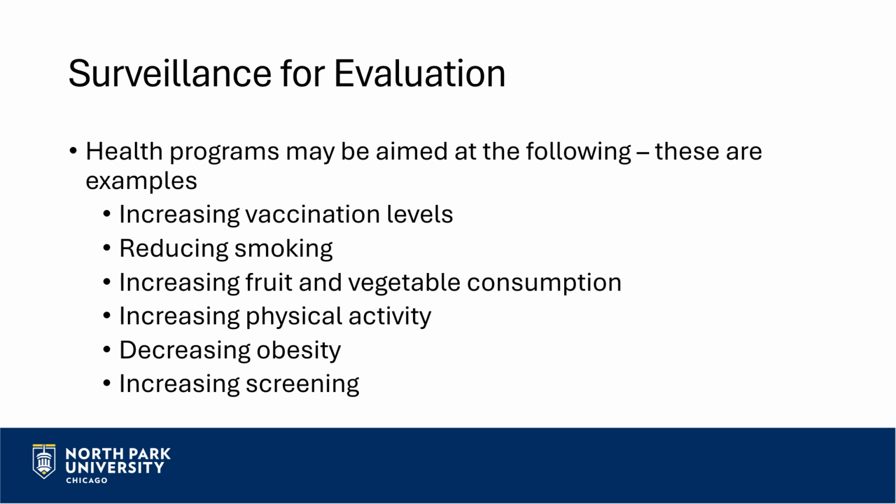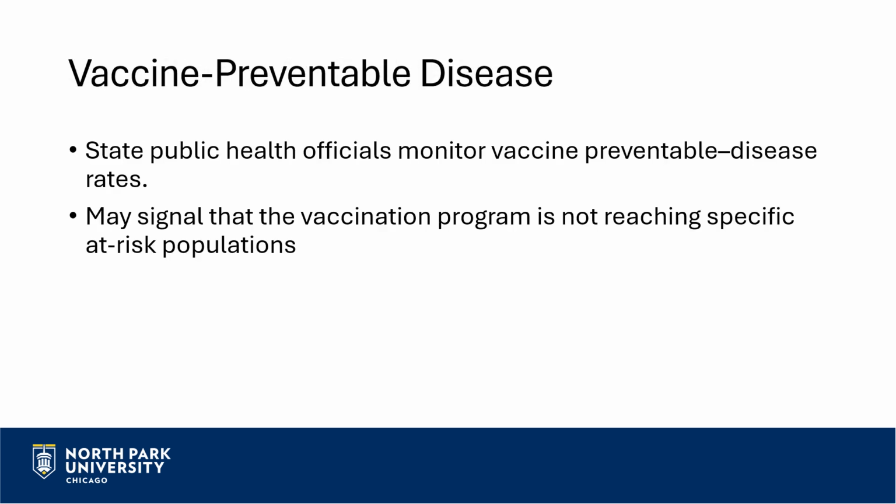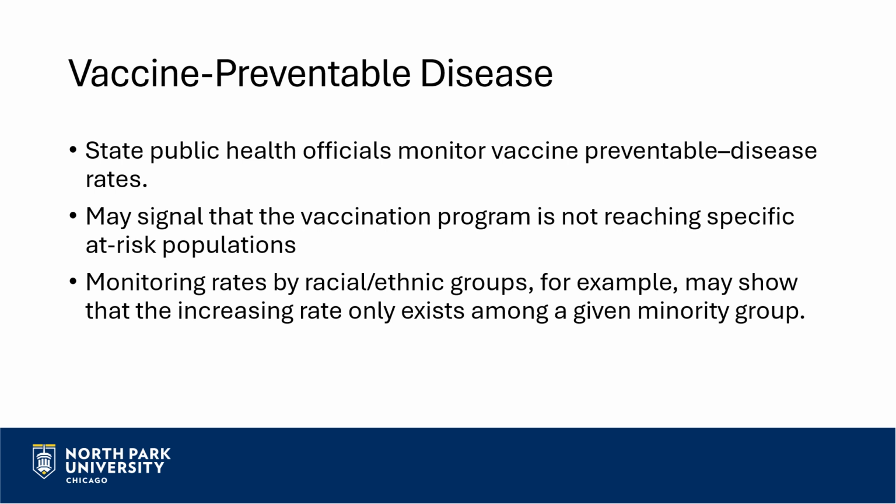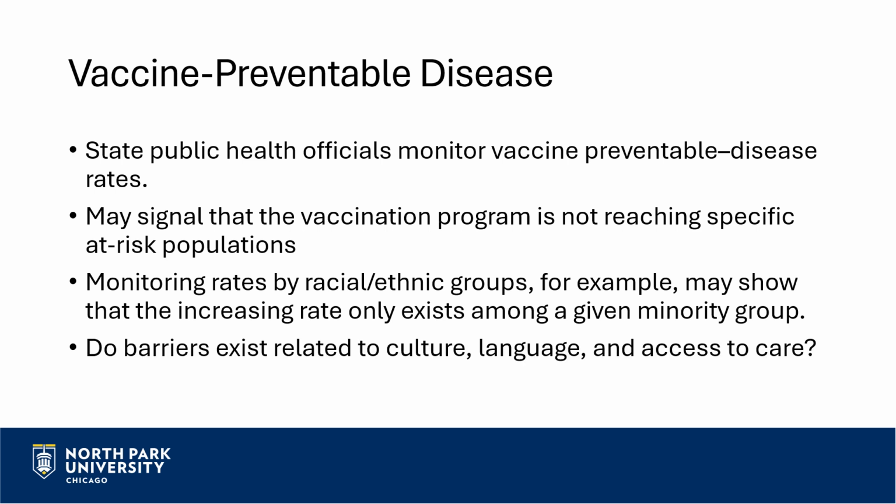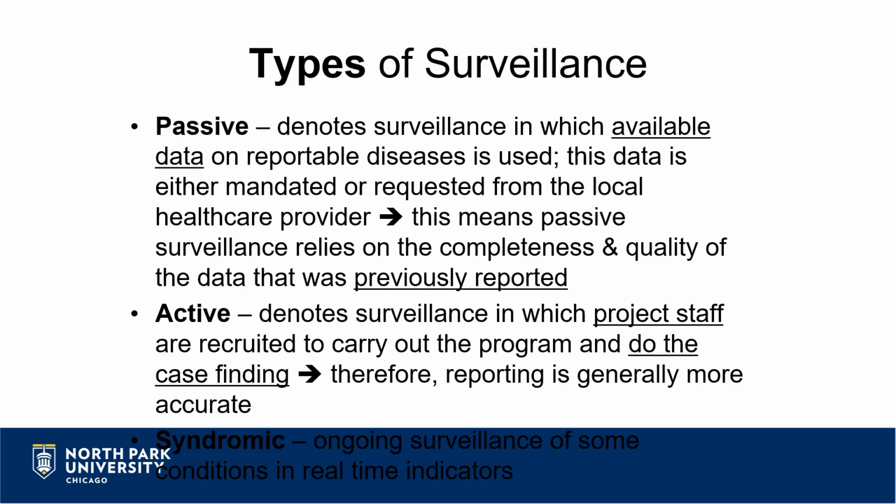Surveillance for evaluation. Health programs may be aimed at the following, and here's some examples. Vaccine rates, smoking, healthy diet, obesity screening, all of those things. Vaccine preventable diseases. We've seen so many cases of measles out there right now. You have a healthy individual, it's just an inconvenience, but you get someone who's immunocompromised, it can be a death sentence.